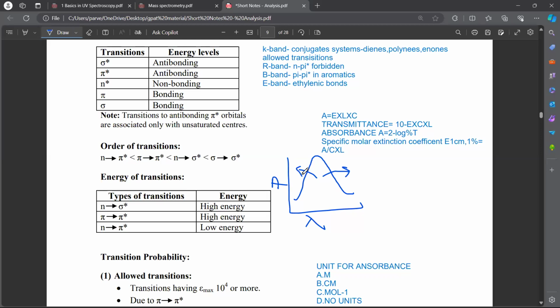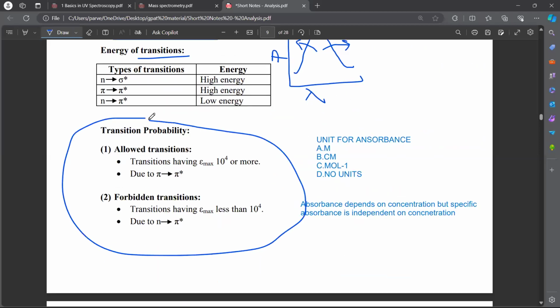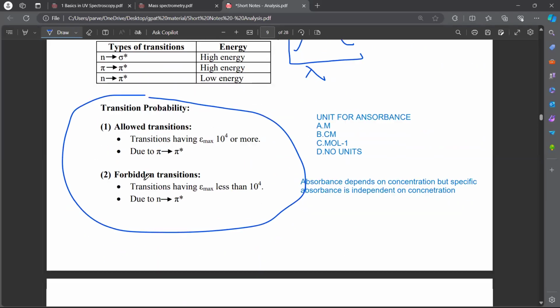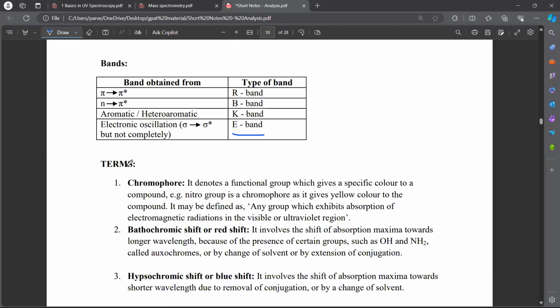So these are all the basic ideas. And next one, let us go into the slide. Basically, the order of transition I have also discussed with you, the energy of the transitions and the types of transitions which mainly occur. This is another important type of the bands, which I have also discussed.